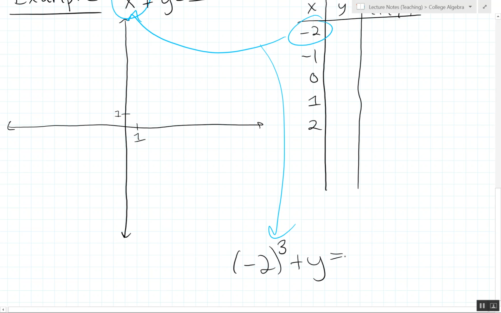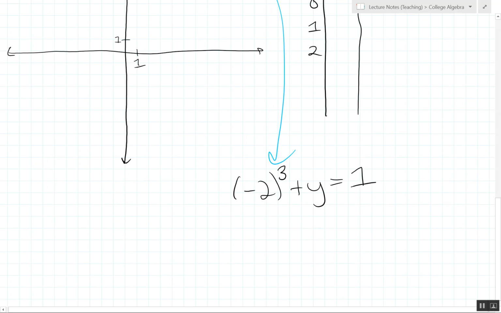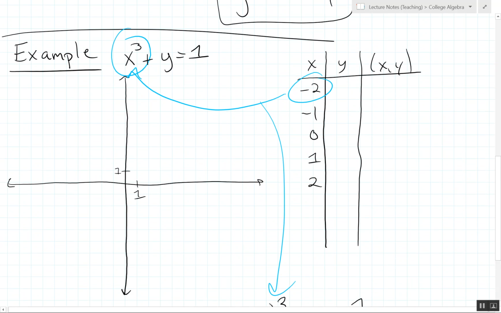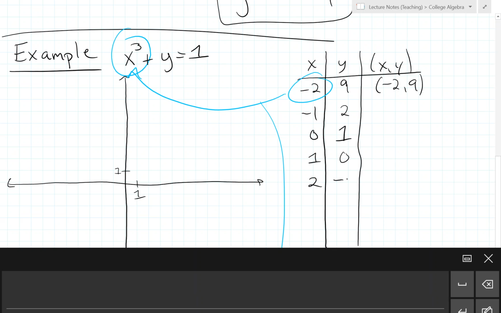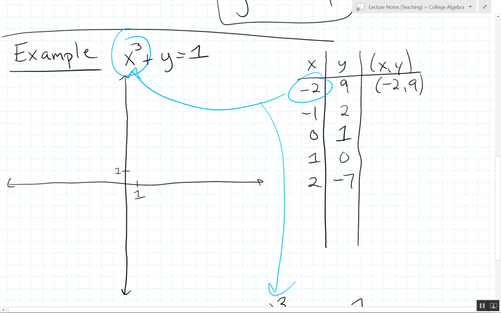Plus y equals 1. And then we're just going to simplify this. So we're going to get -2 cubed is a -8, plus y equals 1, and then y equals 9, and we get the point 9 here. So this will be a -2, 9, and then plug in the other values similarly will give you a 2, a 1, a 0, and a -7. And so that corresponds to the points -1, 2, 0, 1, 1, 0, and 2, -7.